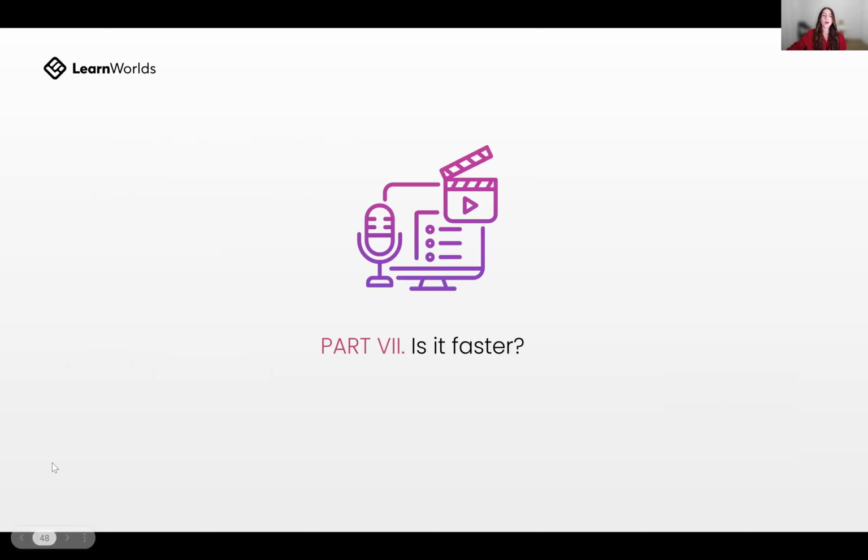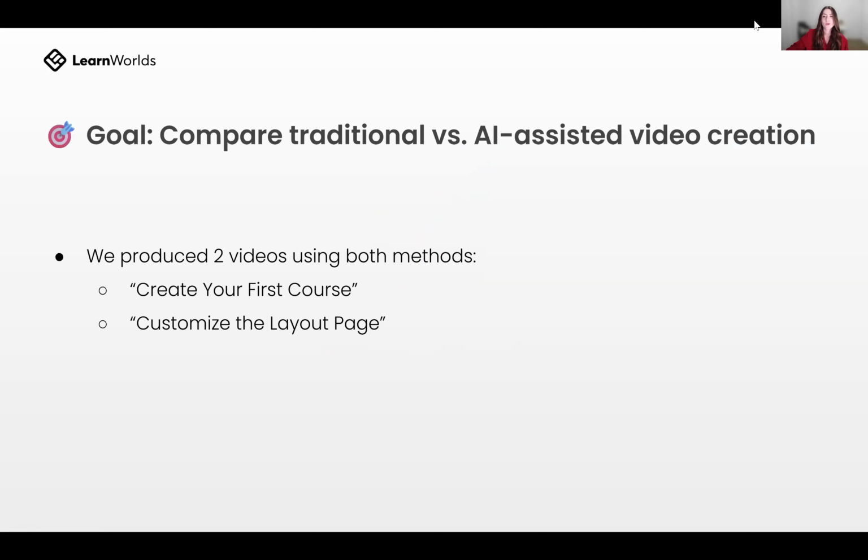All right, so part 7 here: was it faster? And I'm sure this is in all of your minds as well. So let's get back here. What was the goal? What is the goal here? Let's compare the traditional with the AI-assisted video creation. We wanted to find out if, ultimately, it is worth it, right? Is it faster?